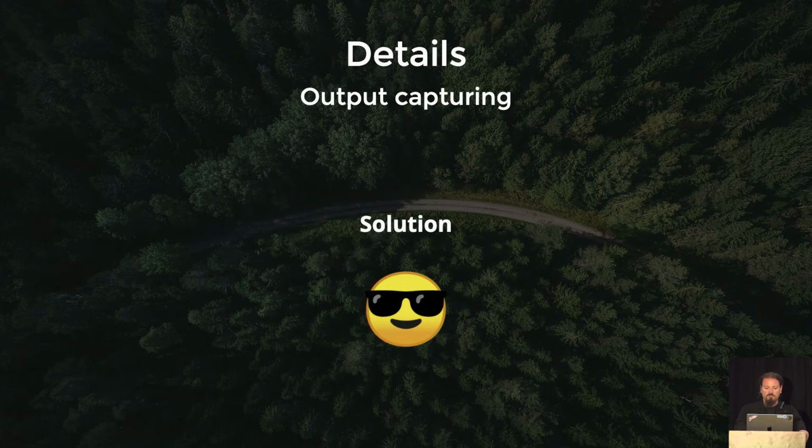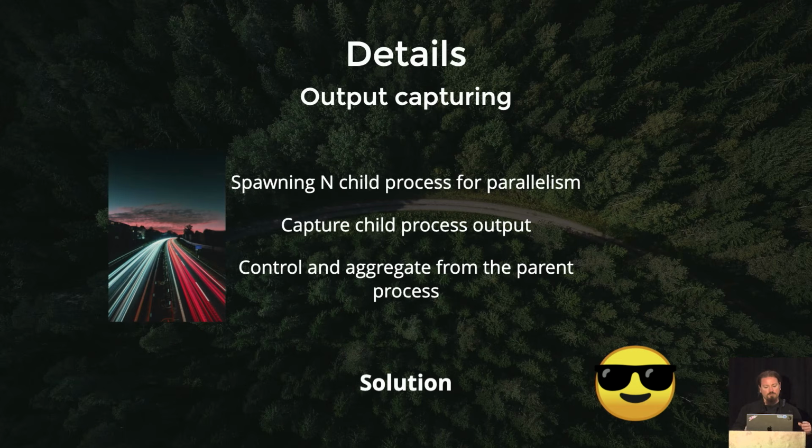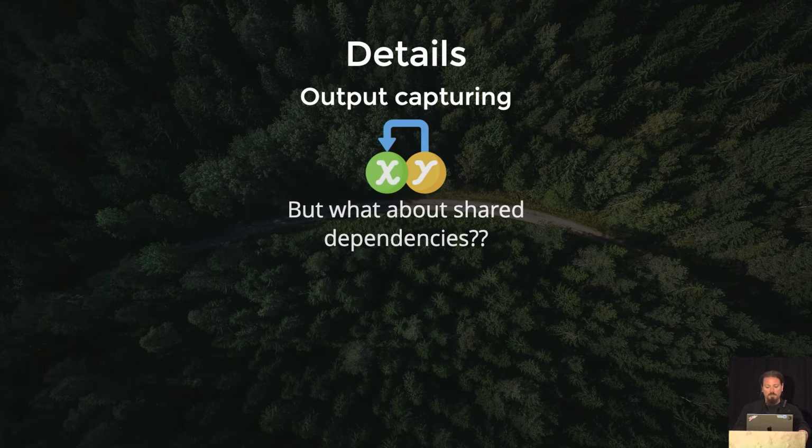The solution I chose is that I'm spawning a number of child processes, and the number of child processes is the same as the desired maximum parallelism, which is configurable from the command line. By default, it's the same as the CPU count or something. I capture each child process's output, and the original process is controlling and aggregating these things. Then, of course, in the child processes, everything is running sequentially, so the tests are not mixed up. But then what about the shared dependencies?